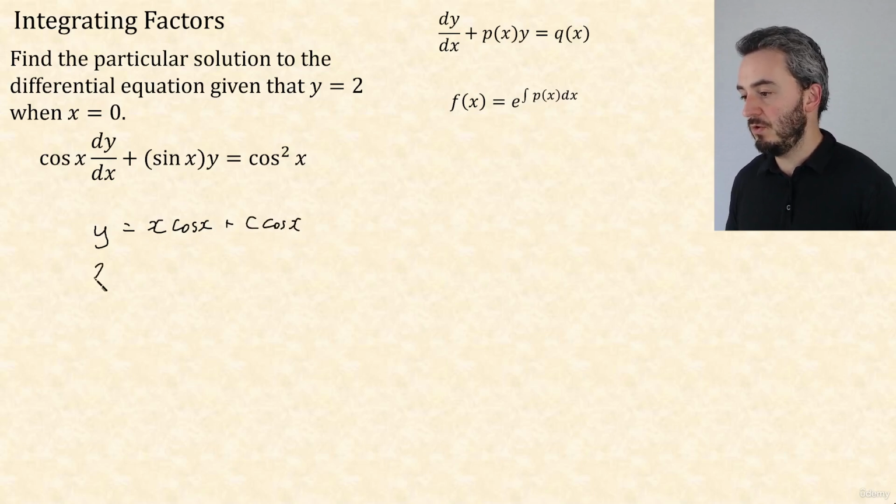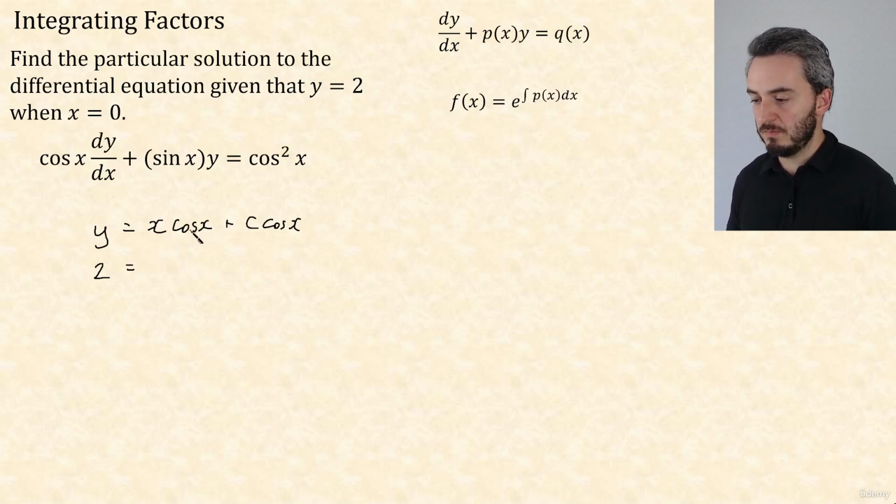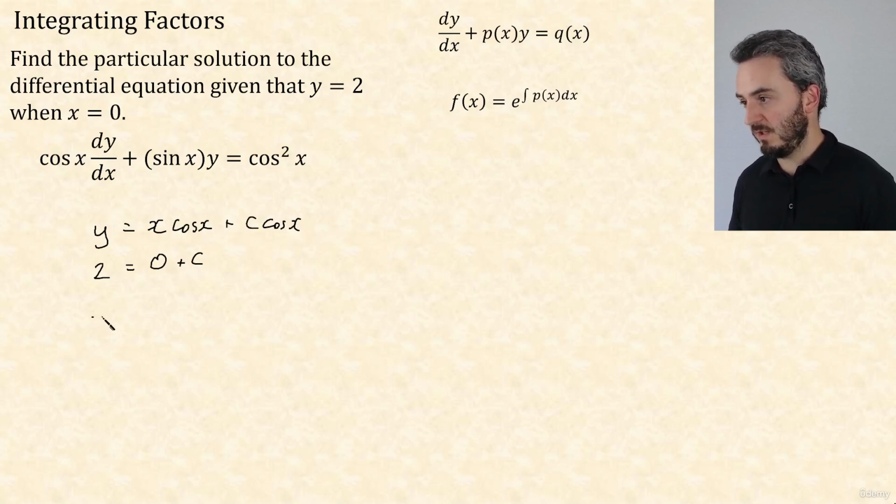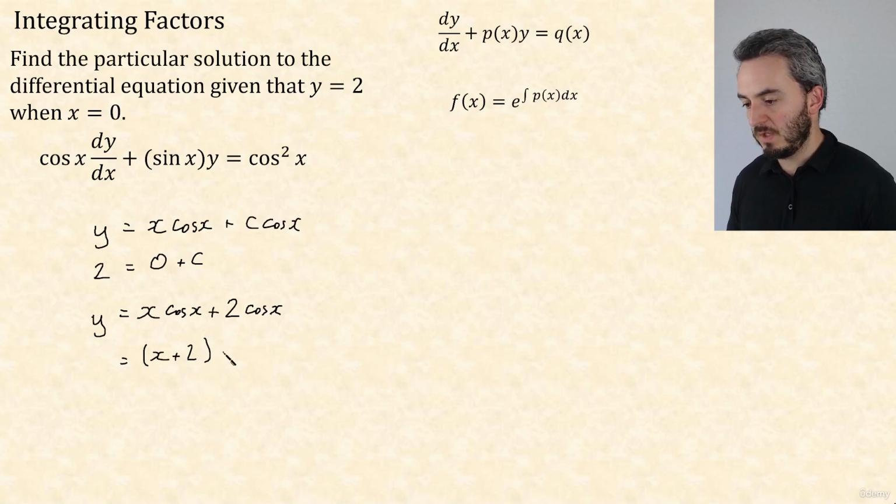So y is 2 when x equals 0. So that's 0 times cos of 0, that's just 0, plus c times cos of 0, which is 1. So c is 2. So the particular solution is y equals x cos x plus 2 cos x. That would be fine. Of course, you could factorise out the cos x and get x plus 2 cos x, maybe the classiest way of writing this one.